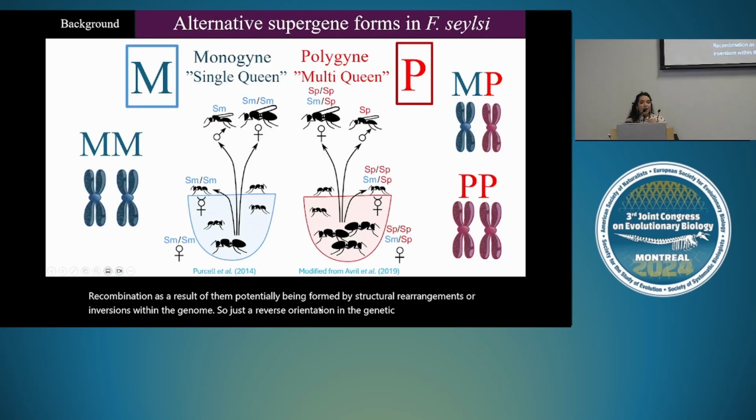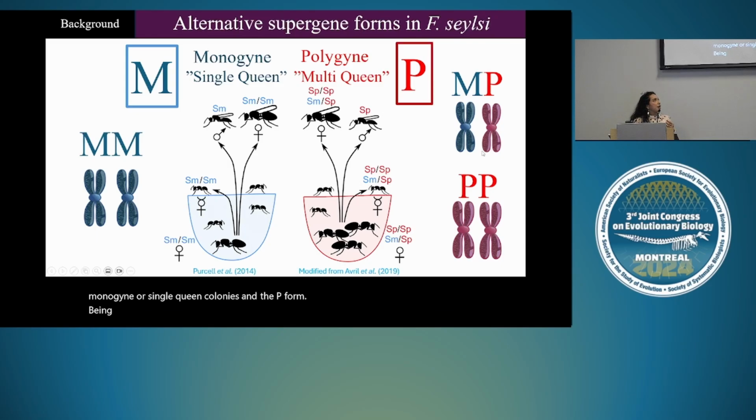And in the ant social supergene system that I study, there are two alternative supergene forms, the M form versus the P form, with the M being exclusively found in monogyne or single queen colonies, and the P form being found with at least one copy in the individuals in a colony that has multiple queens per colony.